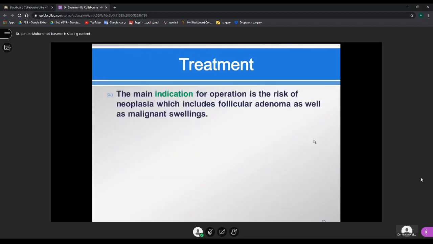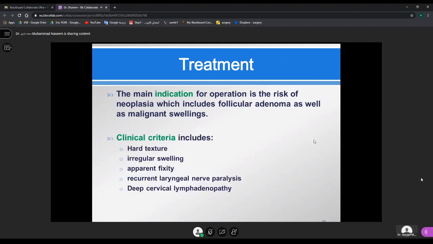Treatment, just the guideline here. The main indication for operation is the risk of neoplasia, which includes follicular adenoma as well as malignant swelling. The clinical criteria include the swelling feeling hard, irregular, and fixed to the surrounding tissue, there will be paralysis of the recurrent laryngeal nerve, and you will find deep cervical lymphadenopathy. These all suggest the possibility of neoplasm.